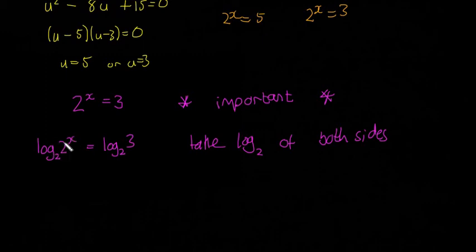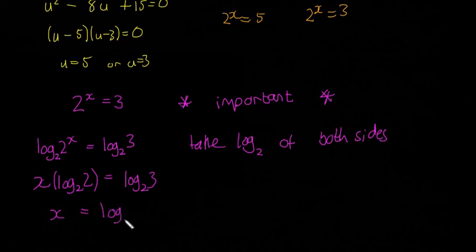Okay, log to the base 2 of 2 to the power of x. So either you can remember that's one of the rules, I think it's rule number 6 or something. That's just equal to x, or else you can bring it down in front, multiplied by log to the base 2 of 2, and realize that that's equal to 1. So x multiplied by 1 is just x, and you have x is equal to log to the base 2 of 3.